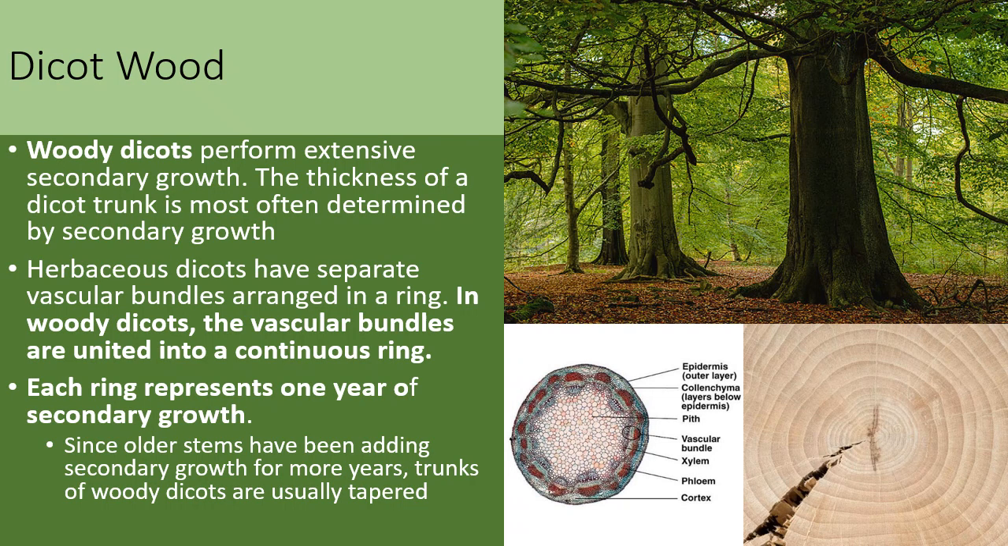So when you look at the trunks of woody dicots or the branches, you can see that there's a substantial amount of taper. We go from these huge, thick bases of the trunks all the way up to these skinny, skinny branches at the tips of the branches. And the reason why we get the taper is older stems within the same plant have been adding layers of wood for more years compared to younger branches. And so there's usually significant taper that's not usually seen in the trunks of monocots.